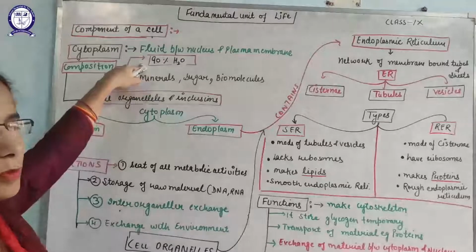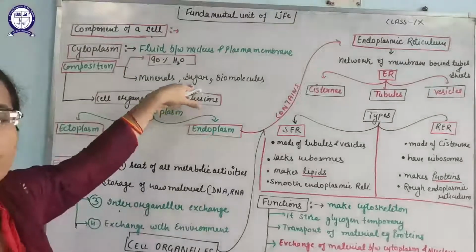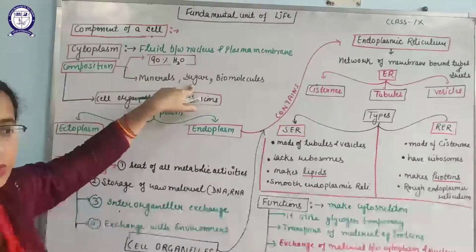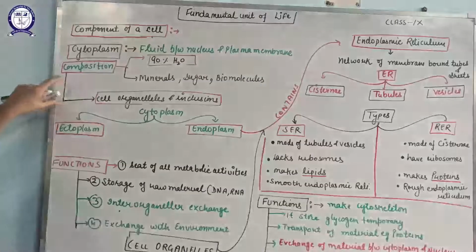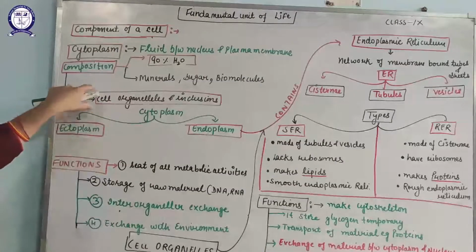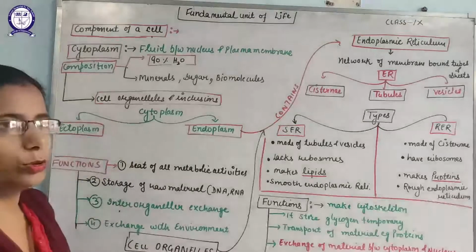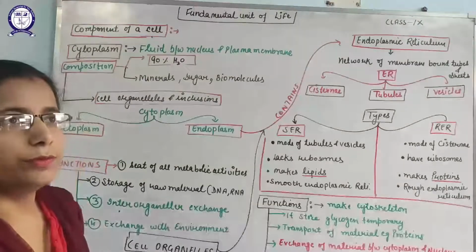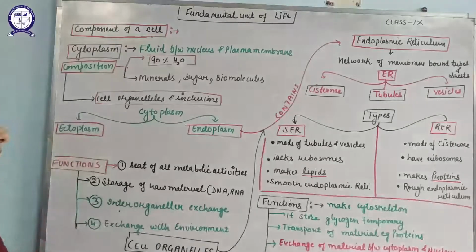What is the composition of the cytoplasm? Cytoplasm is mainly made up of 90% water, minerals, sugars, ions, and biomolecules like vitamins, proteins, RNA, DNA and enzymes. Along with it, it is made up of cell organelles and inclusions. Cell organelles like mitochondria, Golgi body, ribosomes, and inclusions that store food like starch, carbon, sugar and glycogen.